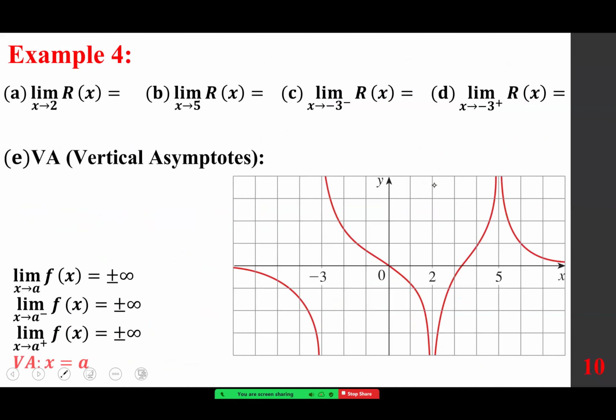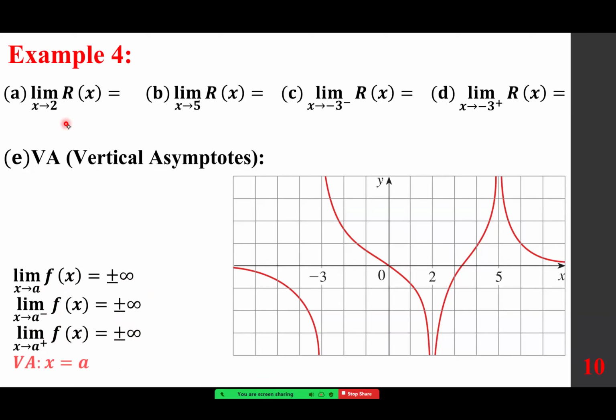As we look at these graphs, I want to remind you of the definition of a VA, short for vertical asymptote. The limit of f of x when x approaches a, or a from the left or a from the right, gives you negative or positive infinity. The vertical asymptote has the equation x equals a.